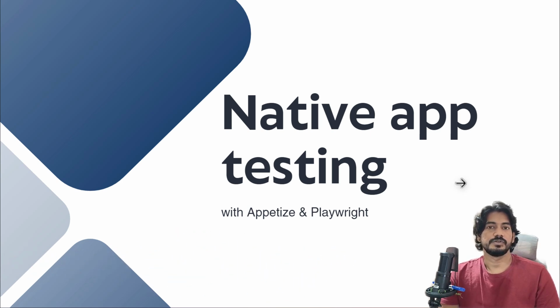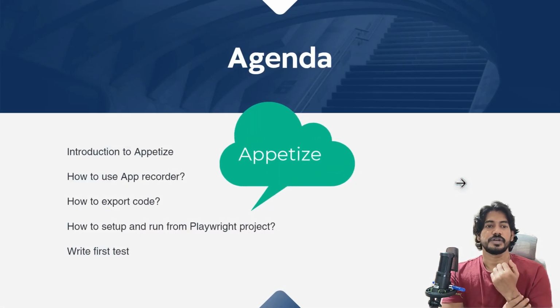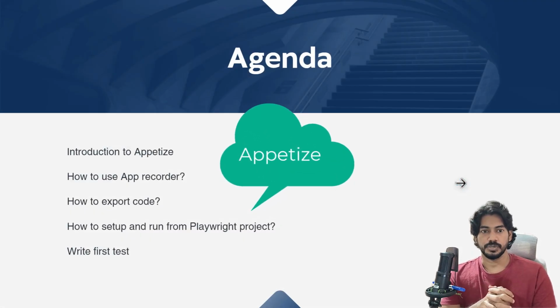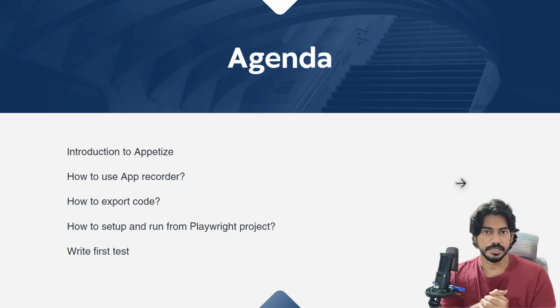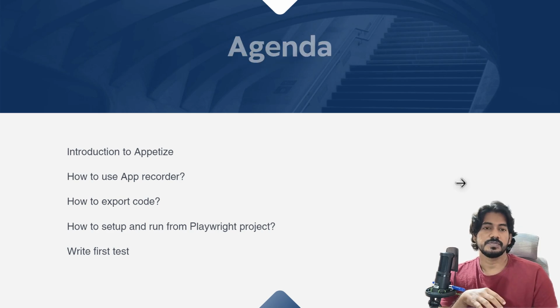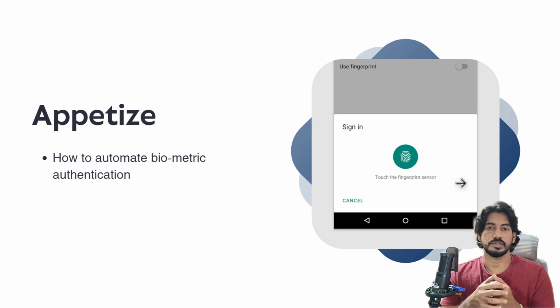In this video, we're going to learn about native app testing with Playwright and Appetize. In our previous video, we learned the basics of Playwright, like the introduction, how to use the app recorder, how to use the export code options, and we also created our Playwright project and utilized Appetize to run the native mobile application in our system. In this video, we are going to focus on how to automate biometric authentications.